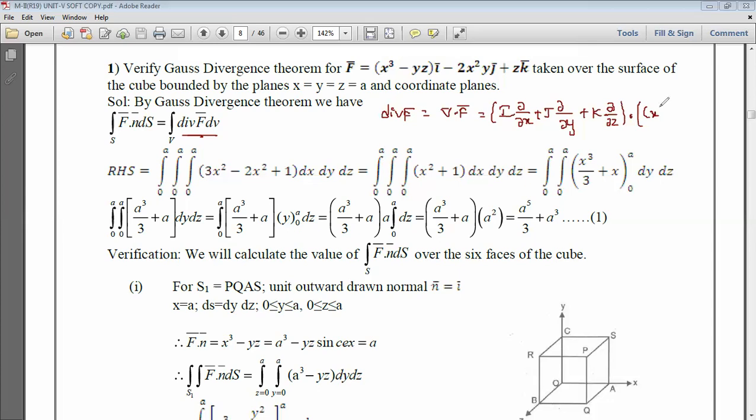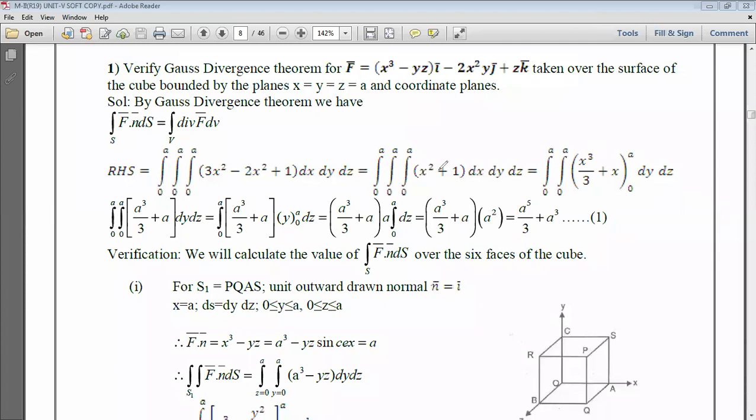So f bar here is (x cube minus yz) i minus 2x square y j plus z k. The dot product is the i coefficient, ∂/∂x of (x cube minus yz), plus ∂/∂y of (minus 2x square y), plus ∂/∂z of z, right?